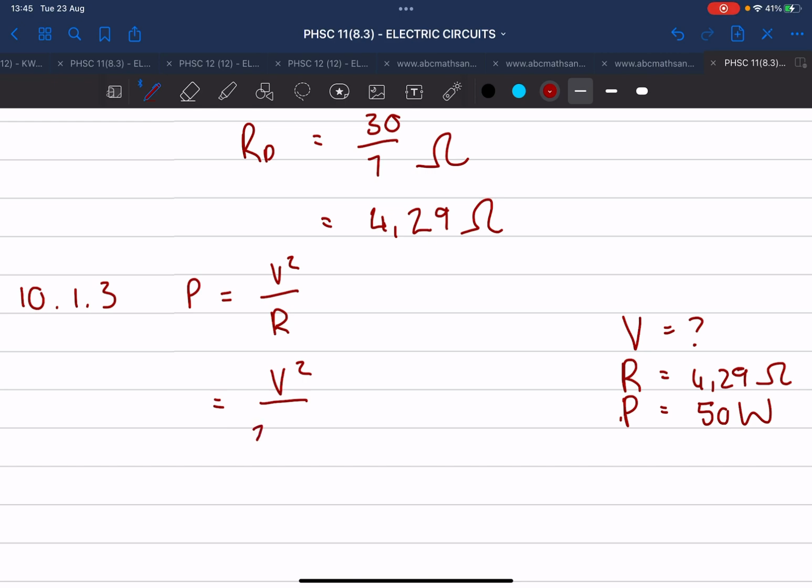Okay, R is the 4.29. P is the 50. So V squared is equal to... and then you square root it. Does it make sense?